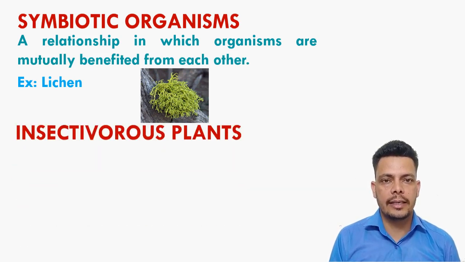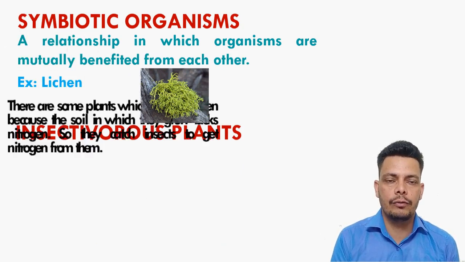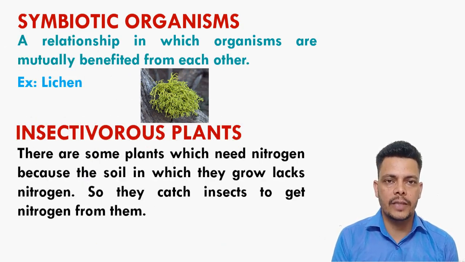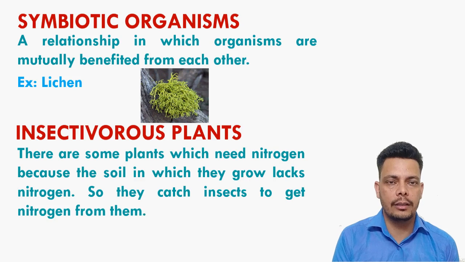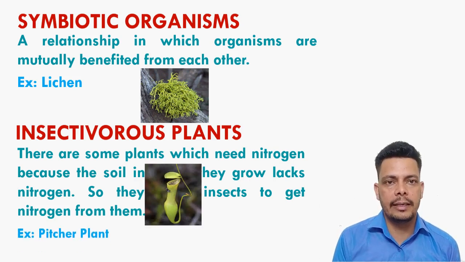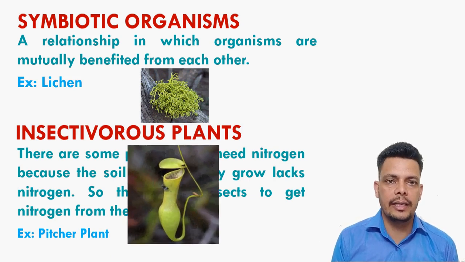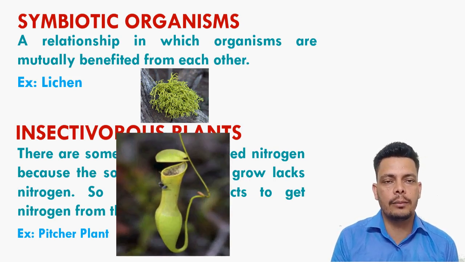The next is insectivorous plants. Insectivorous plants depend on some insects for the requirement of nitrogen, because these insectivorous plants grow in soil where the availability of usable nitrogen is less, so they have to take the nitrogen to make the protein.